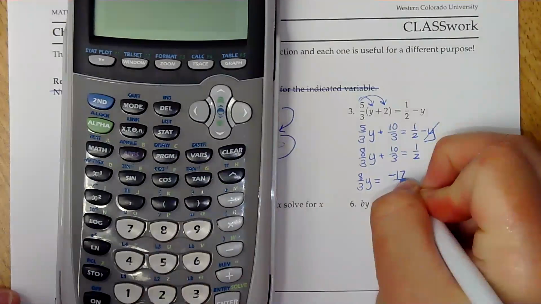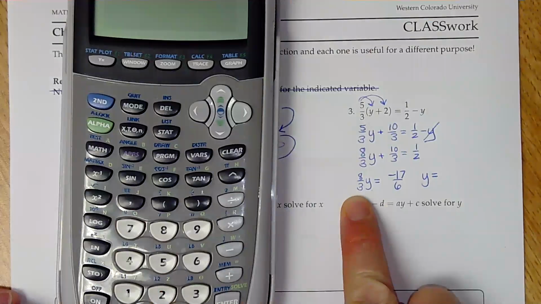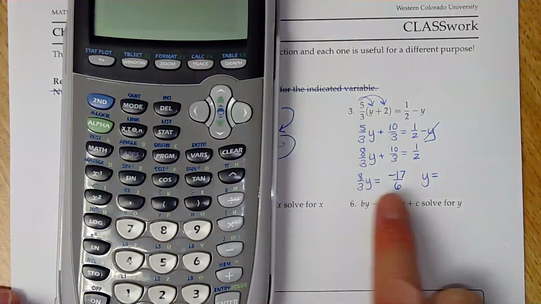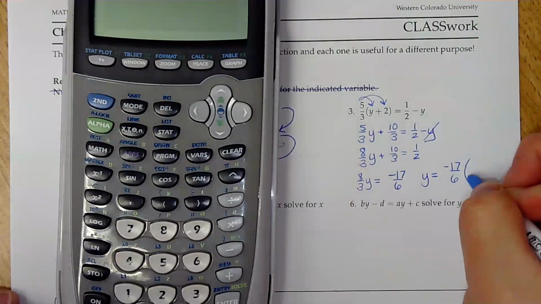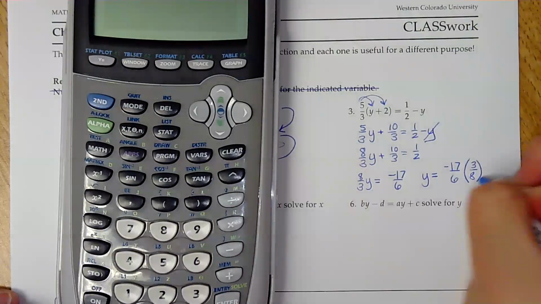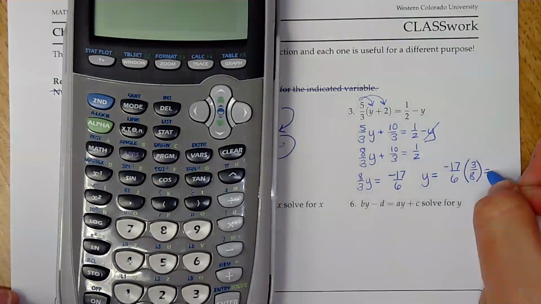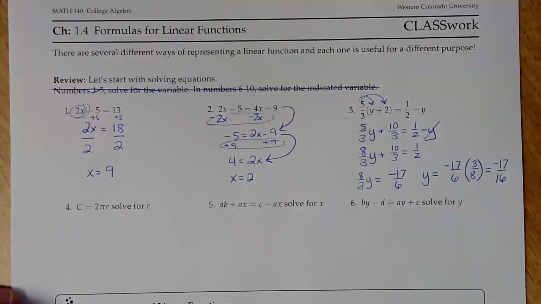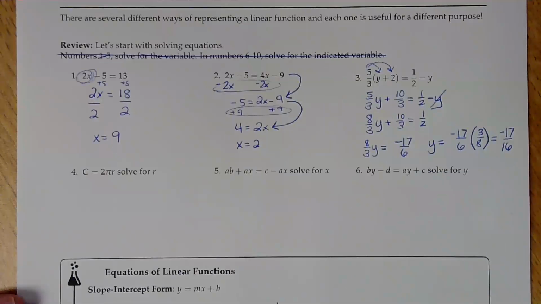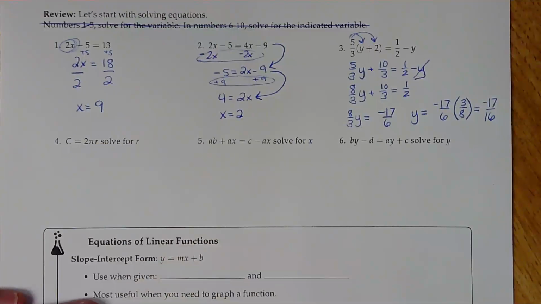Which means y is going to be -17/6 divided by 8/3. When you divide by a fraction, it means you're going to multiply by the reciprocal. So instead of writing this as 8/3, I'm going to write this as 3/8. That reciprocal is just taking that and flipping it over. Then this is going to simplify to -17/16. All right, so that gives us number 3. That was a little bit more complicated, but we still got there. And then 4, 5, and 6, these ones have a lot of letters in them, but that's okay. We can still do this.